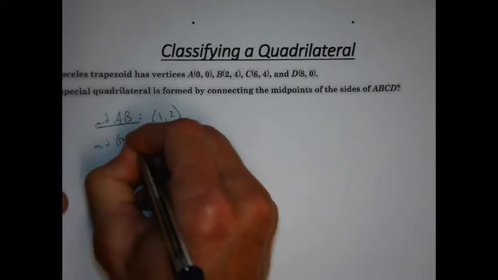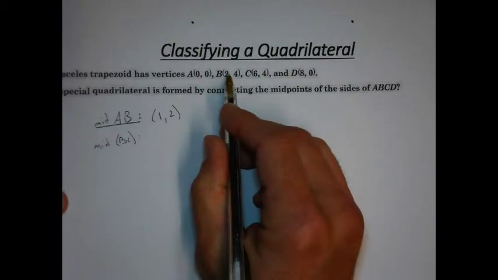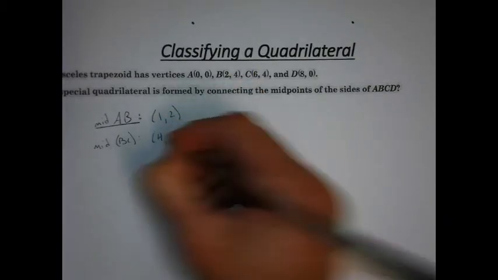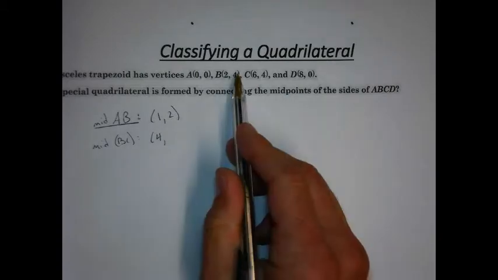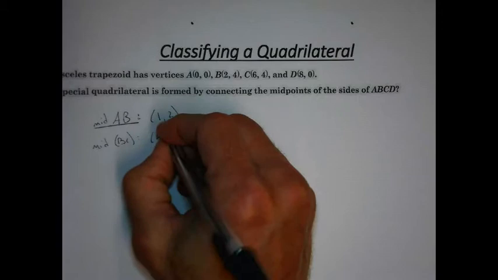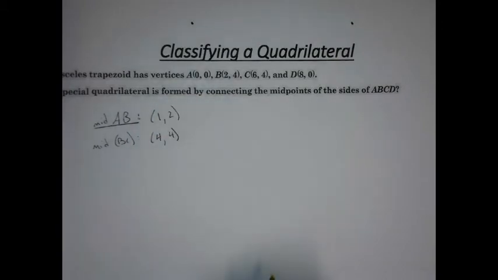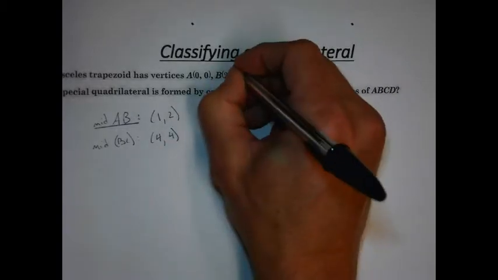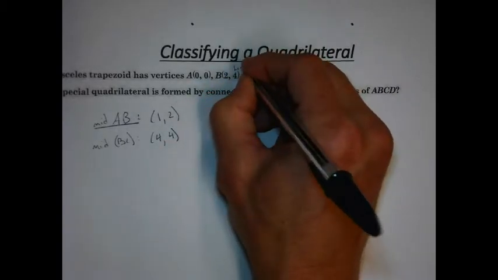So the midpoint from B to C, from 2 to 6, what's the average? 2 plus 6 is 8, divided by 2 is 4. So the average x is 4. Our y-coordinates are 4 and 4, so the average y is 4. Well, that's interesting. Isn't this a horizontal segment? Yeah, that's horizontal. So we should know that, but we'll get there in a second.